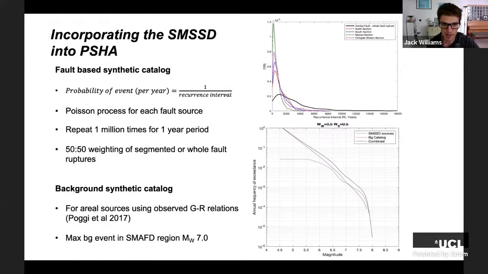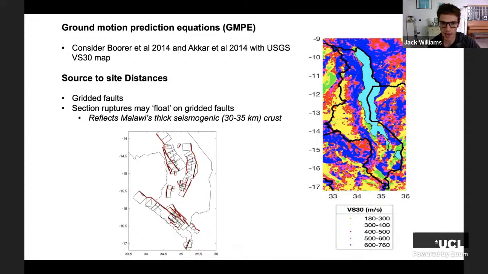Next slide, please. So the final part of PSHA: there's pretty much no strong ground motion data that we're aware of in East Africa. So we've been considering some global ground motion prediction equations, but we have incorporated the USGS VS30 map for Malawi, which does quite a good job, even though it's based on topography, of differentiating sites that are on strong metamorphic basement or in weak unconsolidated rift sediments.